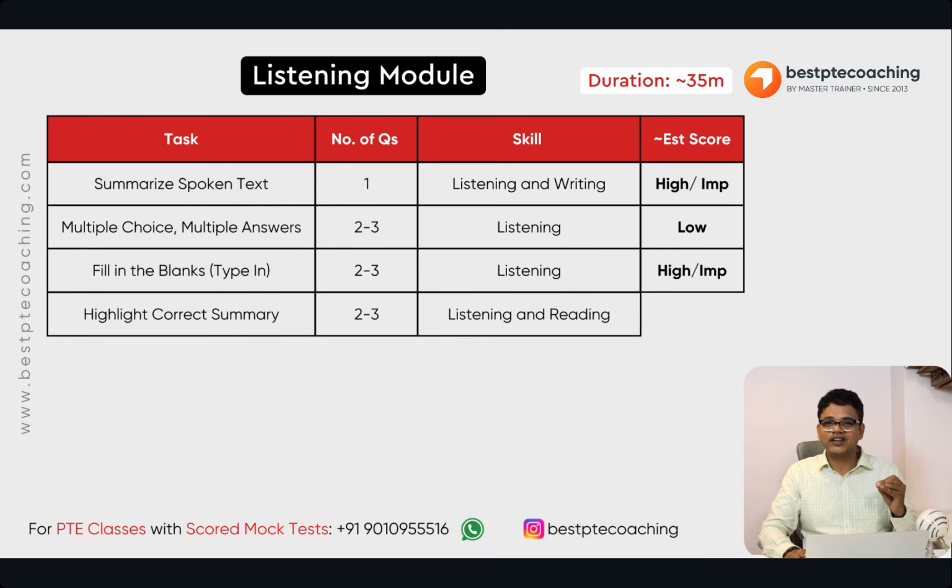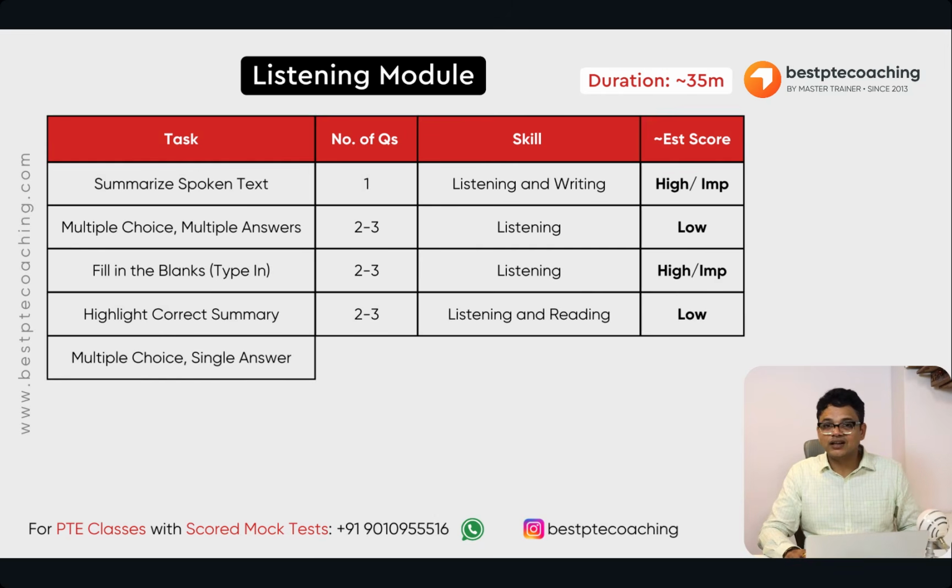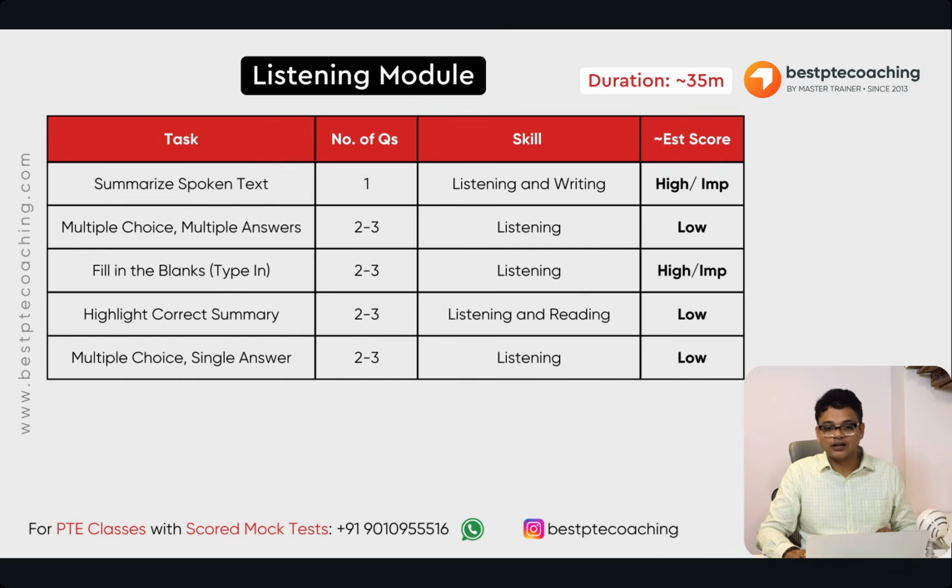Little bit of listening score you get, little bit of reading score you get. I would say the weightage for this task should be lesser, looking at the historical trend. And then multiple choice single answer, you will receive only listening score. There will be 2 to 3 questions from this, and the weightage should be less or low.